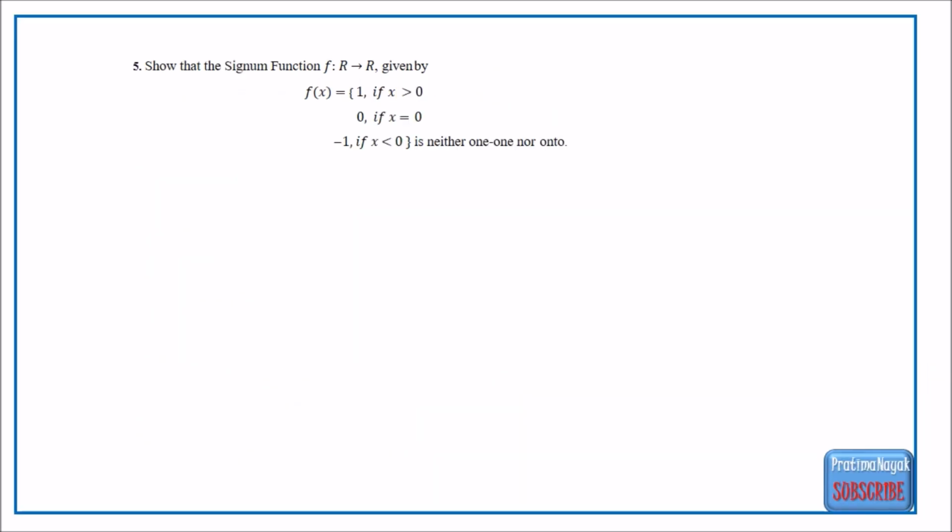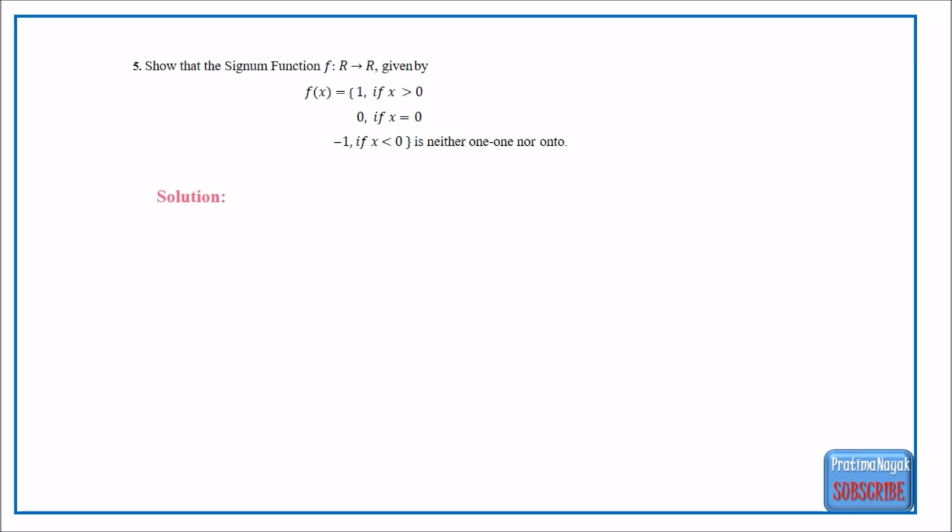So this is exercise 1.2, question number 5, and the question is about the signum function. You have to prove that it is neither one-one nor onto. So the signum function is defined in this way. It is defined from R to R, and the value of f of x is equal to 1 when x is greater than 0. It is 0 when x is equal to 0, and it is minus 1 when x is less than 0. So let us proceed.